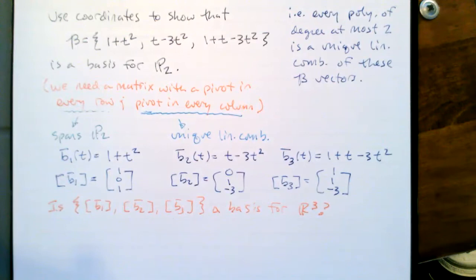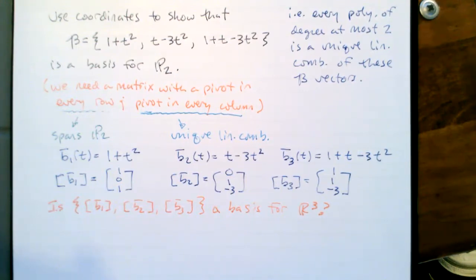Let's take a look at another basis for P2, or another possible basis for P2. I'm going to call this set B, kind of implying that it's going to be a basis. Hopefully I didn't drop a sign somewhere so that this actually still is a basis. And here are three polynomials, three vectors from P2, because if you're going to have a basis for P2, all those basis vectors have to be from the space that you're working with. So 1 plus t squared, t minus 3t squared, and 1 plus t minus 3t squared.